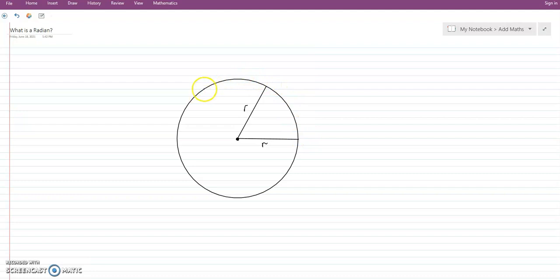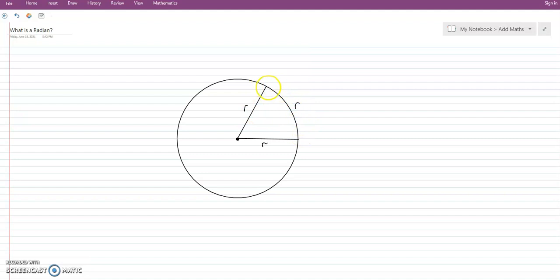Suppose we want to look at this distance on the outside, bounded by two radii and the curve. This distance is what you call an arc, and its length is called the arc length. This is a minor arc because it's the smaller of the two arcs made by these radii. Now suppose this arc has a length equal to the radius.